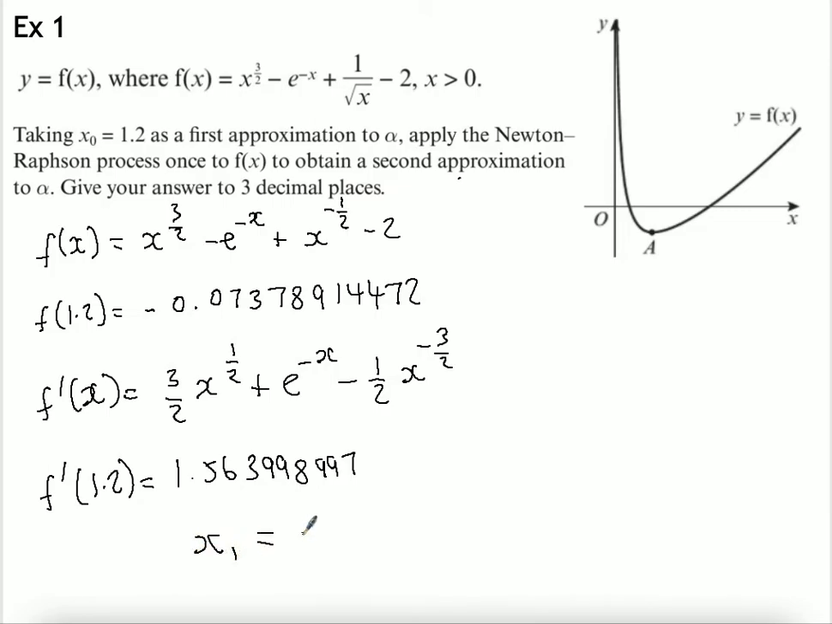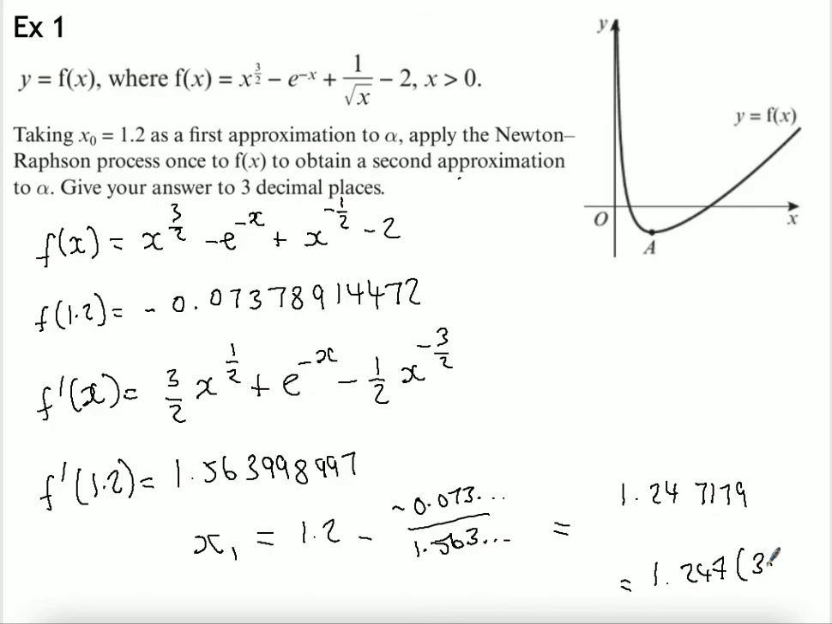Now I'm in a position to work out what x1 is. x1 is equal to 1.2 subtract negative 0.073 and so on, over 1.563 and so on. When I type this into my calculator, I get 1.247179. It requires it to 3 decimal places, so that is 1.247 to 3dp.